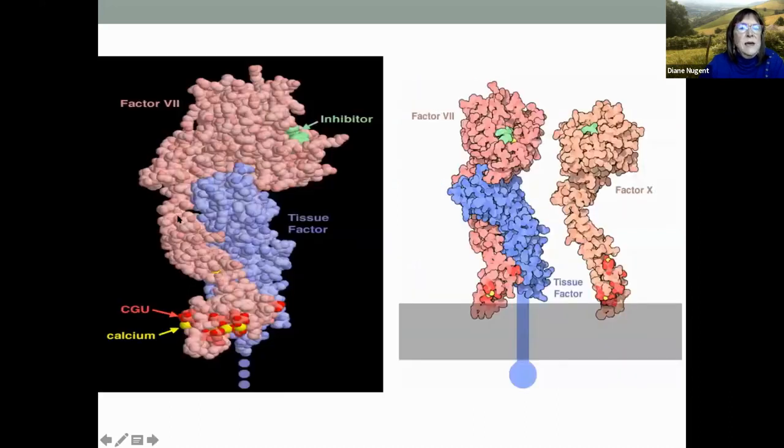So as that protein is made, each one of these amino acids has been programmed from your DNA, tissue factor protein, as well as factor 7 or factor 10.